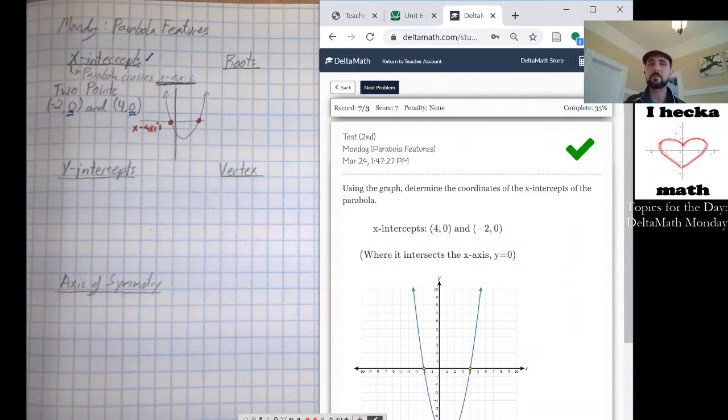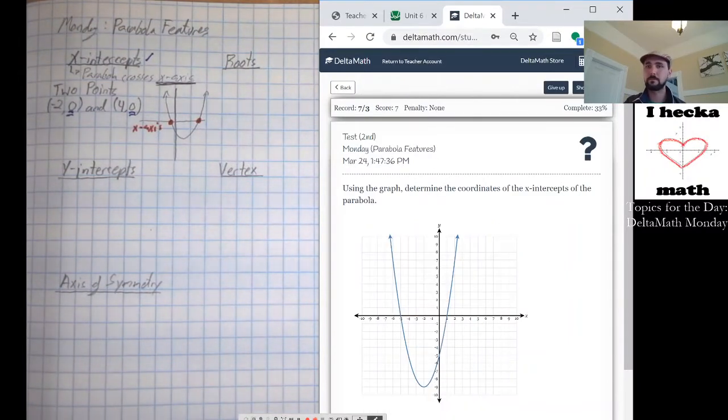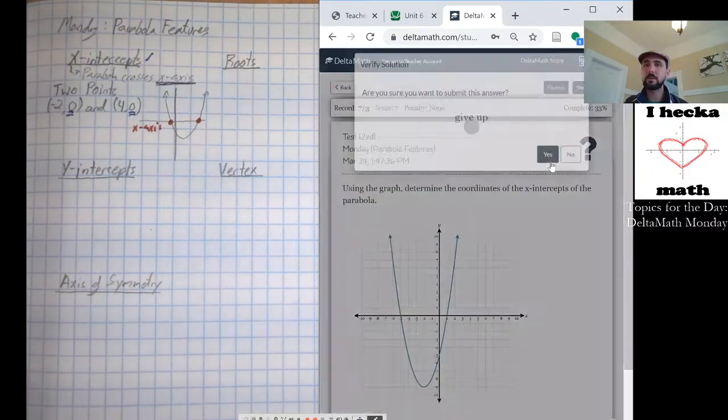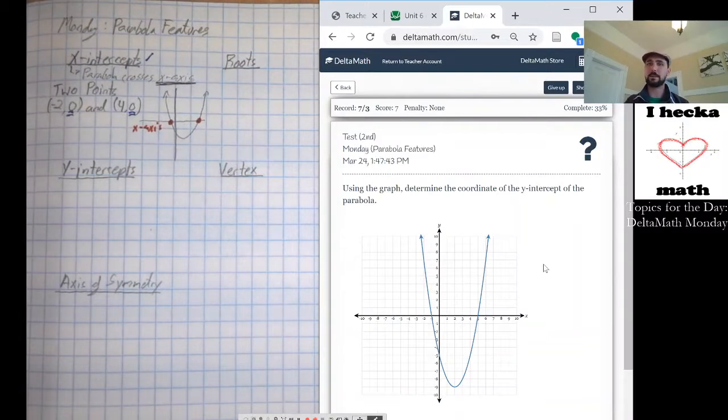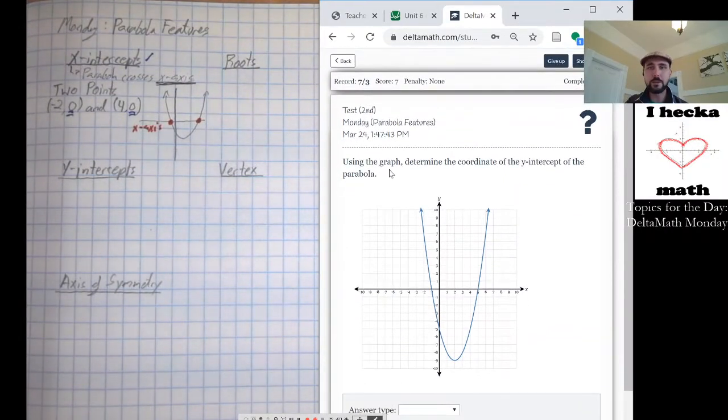Okay, next problem. There's another x-intercepts problem. Okay, so we're going to have to give up on this one, and go to the next one. Y-intercept, perfect.